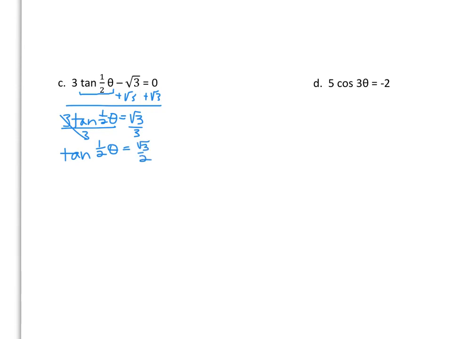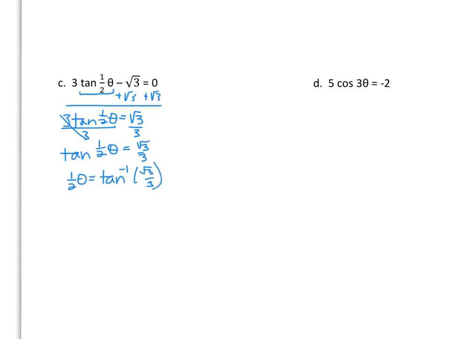Step 2, to get the theta term by itself, we take the inverse. To take the inverse, we would just get 1/2 theta on the left, and we would do tan inverse of, oops, I wrote square root 3 over 2. Sorry, I'll fix that quick. Hopefully you guys saw that and you put 3. That should be 3. And then we'll take tan inverse of that.